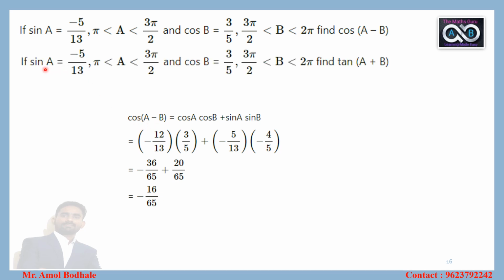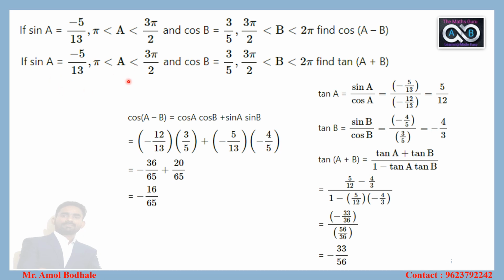Now the next example is again the same. Sin A is given, cos B is given, but the question is about finding tan of A plus B. If the previous question had been about finding sin or cos of A plus B, then we could easily find tan of A plus B. But here we only have cos of A minus B available, so that is of no use. To find tan of A plus B, we should know the values of tan A and tan B. But the example is the same. That means from the previous examples, from sin A and cos A we can find tan A, and from sin B and cos B we can find tan B.